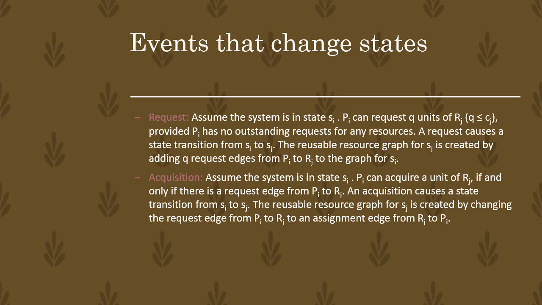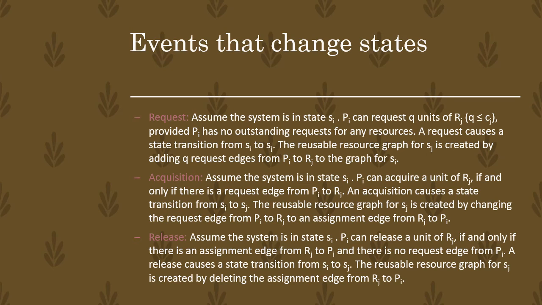Acquisition. Assume the system is in state Si. Pi can acquire a unit of Rj if and only if there is a request edge from Pi to Rj. An acquisition causes a state transition from Si to Sj. The reusable resource graph for Sj is created by changing the request edge from Pi to Rj to an assignment edge from Rj to Pi.